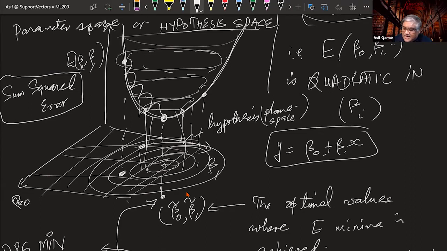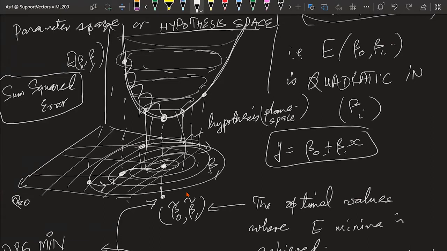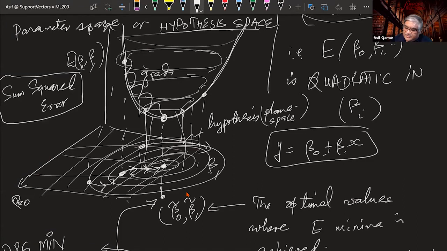So you take a random point, suppose you start here, it has a huge error, and what you're looking for is you're finding your way to the center, to the minimum. You're just finding your way through gradient descent towards the center. This is your gradient descent.